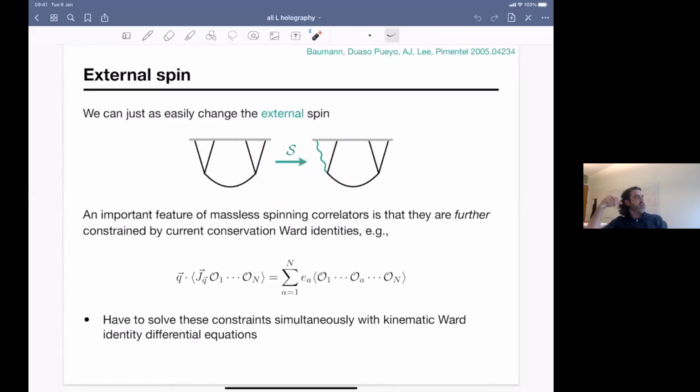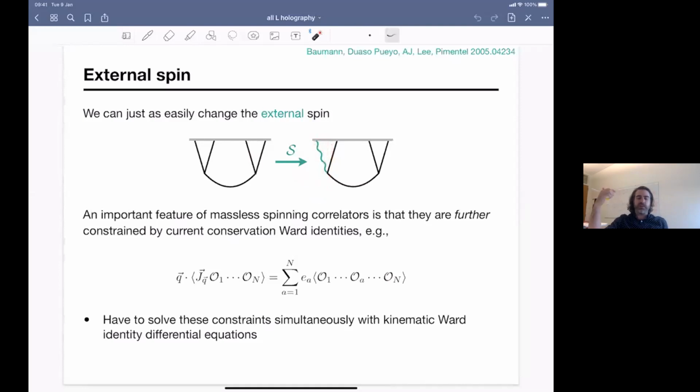But it turns out there's another interesting and important constraint for massless spinning particles in de Sitter. So I told you that correlation functions of scalar fields have to be consistent with de Sitter symmetries, which translate into conformal kinematic Ward identities. But massless particles in de Sitter are sort of dual to conserved currents on the boundary. And these conserved currents satisfy additional constraints. So they have to satisfy essentially what are current conservation Ward identities. And so they're further constrained beyond just pure kinematics.